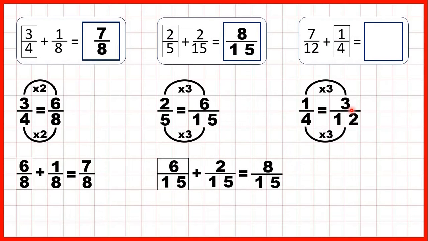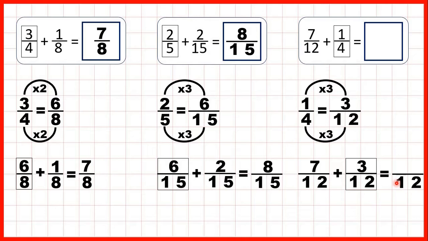So we can rewrite our question. We still start with 7/12, but instead of adding 1/4, we can add 3/12, because that's equivalent to 1/4. So the denominators are the same, so we keep the denominator the same in our answer and just add the numerator. 7 plus 3 is 10, so our answer is 10/12.